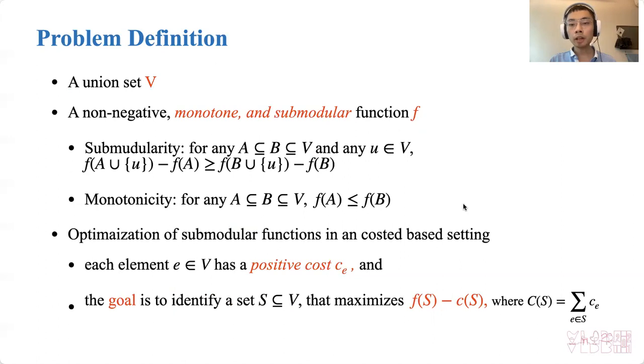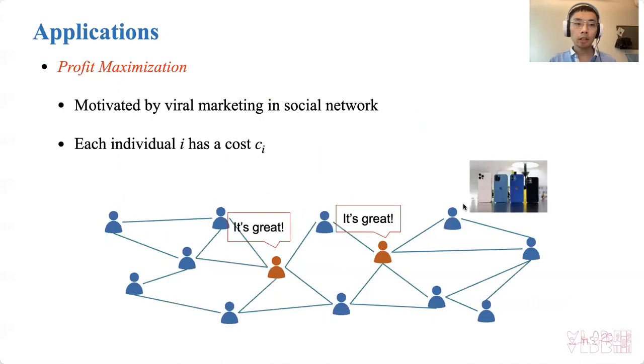This talk will focus on optimization of submodular functions in a cost-based setting, where each element e has a positive cost c(e). The goal here is to identify a subset S that maximizes f(S) minus c(S). This problem has many real applications. A well-studied application is called profit maximization.